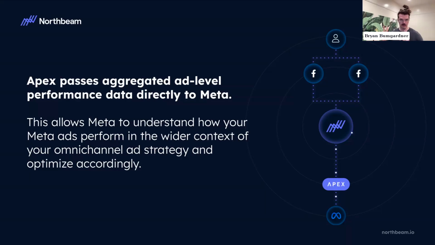So without further ado, explaining once again how Apex works. I want to be clear. What's happening here is we're passing aggregated ad level performance data back to Meta. This is giving Meta that wider context of how your ads are performing in the context of your entire spend in all of your channels, which allows Meta to optimize, saying, hey, we have this additional signal as to how things are happening outside of Meta. What are your goals as an advertiser? Can we adjust your ad trafficking and your ad delivery to speak to that, right? So this is not a full replacement to that data. This is just an additional signal.